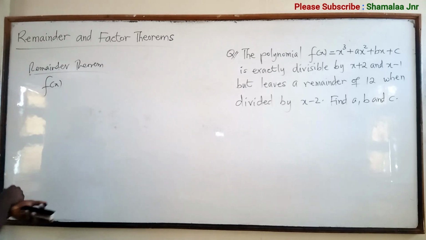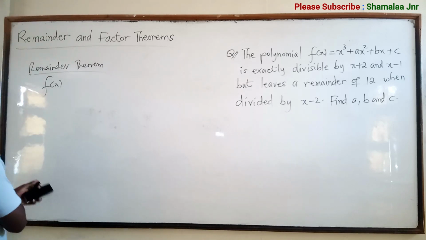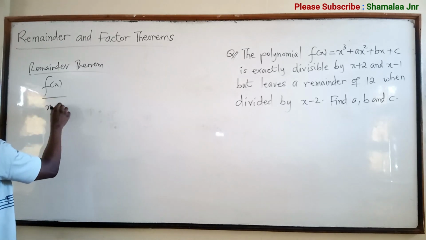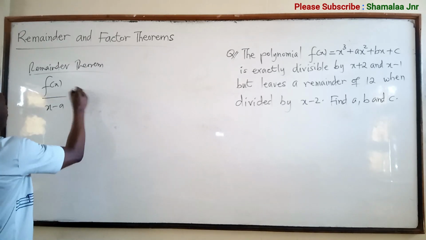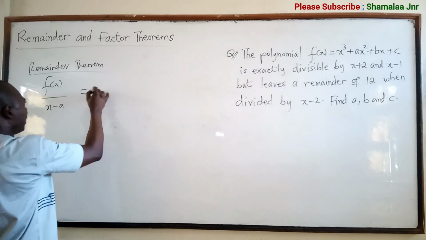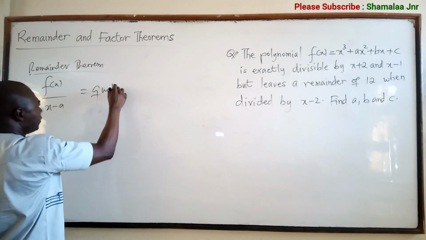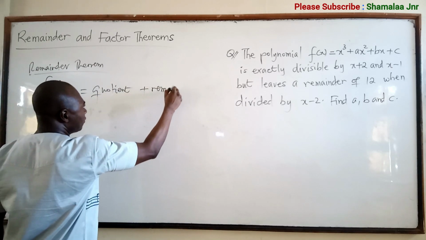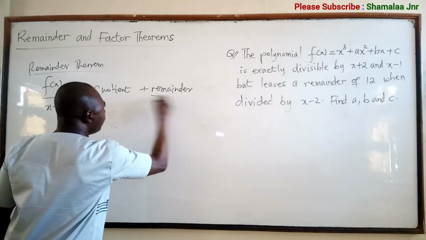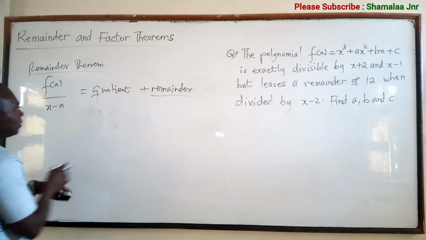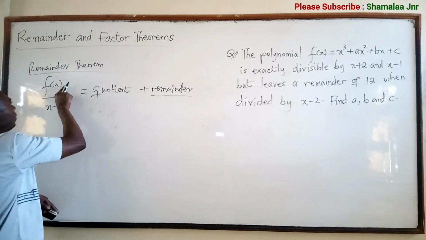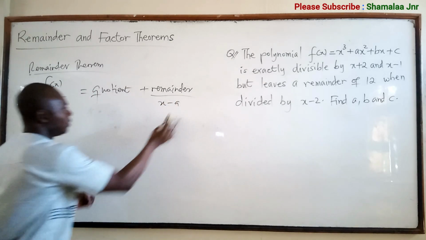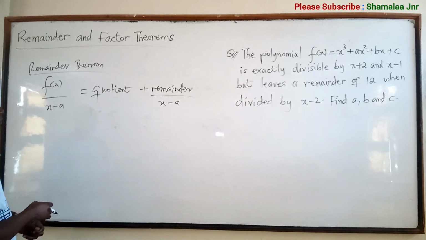Now, when you have a polynomial f of x, and this is divided by x minus a, viewers, what you are going to get is known as the quotient plus remainder over divisor. This is the dividend, and this is the divisor, in this case x minus a. Are you seeing it?